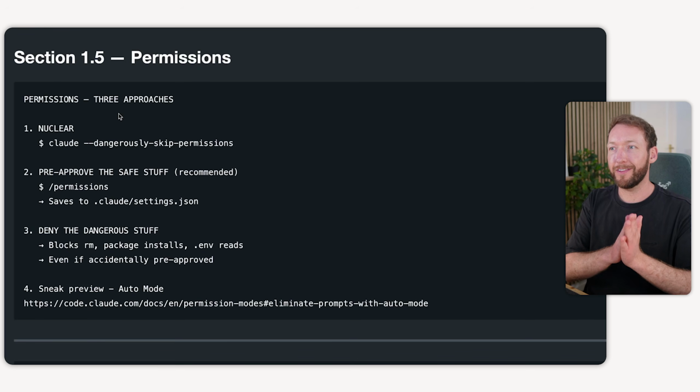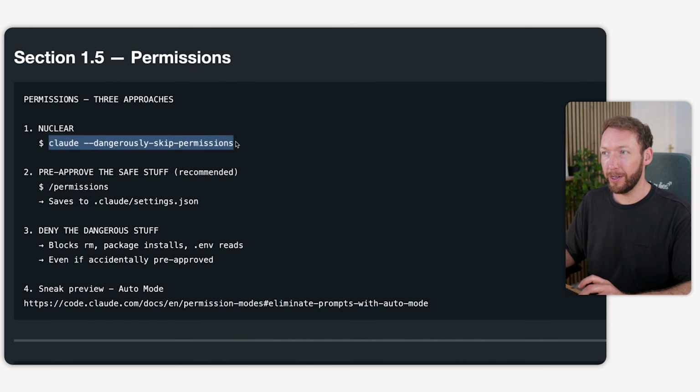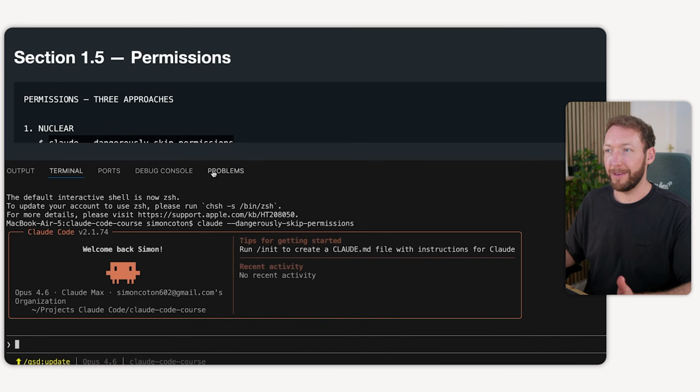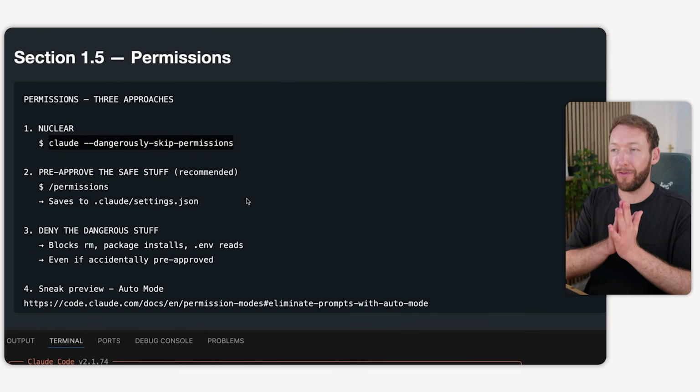So there are kind of three approaches that you can follow for permissions. The first is the complete nuclear option, which is what people tend to use when they're starting out. And this is Claude --dangerously-skip-permissions. So when you open Claude, you would literally run this command in a new terminal like this. And it would basically mean that it can do anything on your system. It can delete files, and it's not even going to ask your permission before it does so.